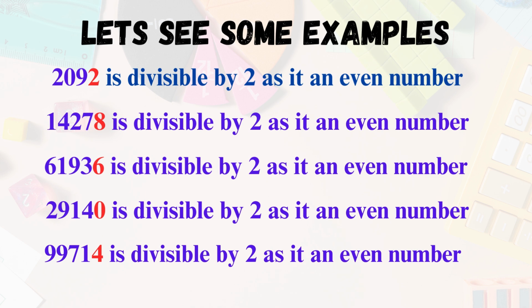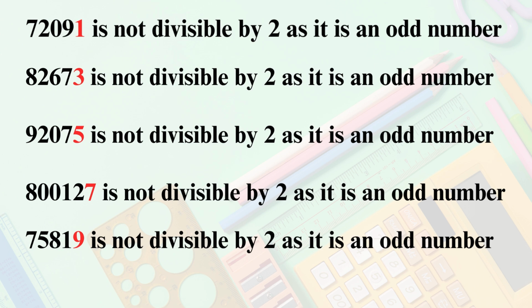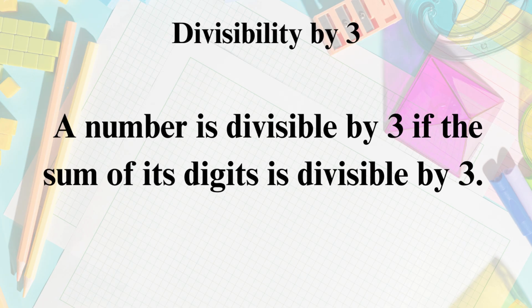Similarly, we have these examples, 61,936, which ends with a 6, is also divisible by 2. If we look at these numbers that are there on the screen, in the ones place we have a 1, 3, 5, 7 and 9. That means these are all odd numbers and these are not divisible by 2. Now let's move on to the test of divisibility by 3.